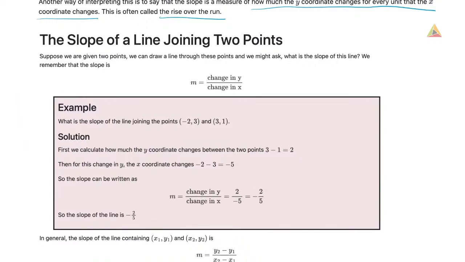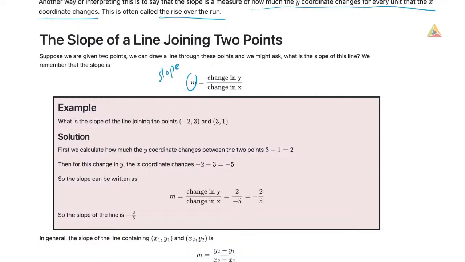So suppose we are given 2 points, we can draw a line through these points, and we might ask, what is the slope of this line? We remember that m, which is your slope, again, remember that letter means slope. So m is equal to the change in y over the change in x.